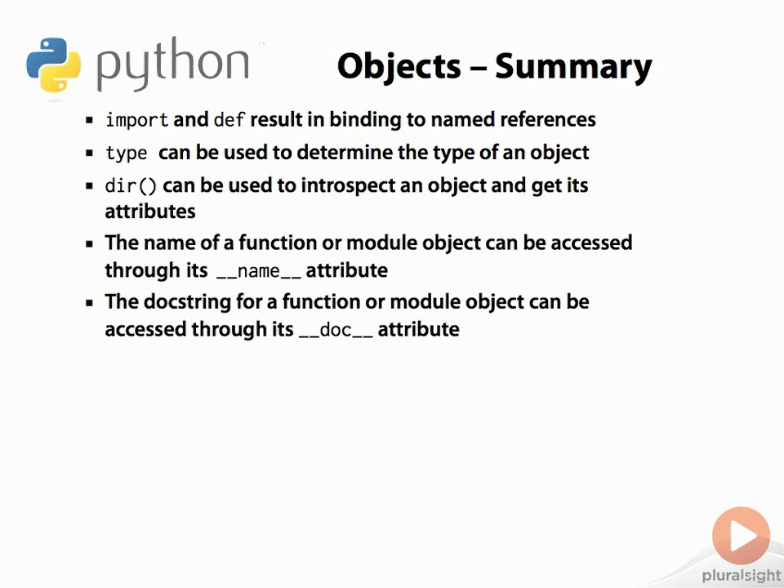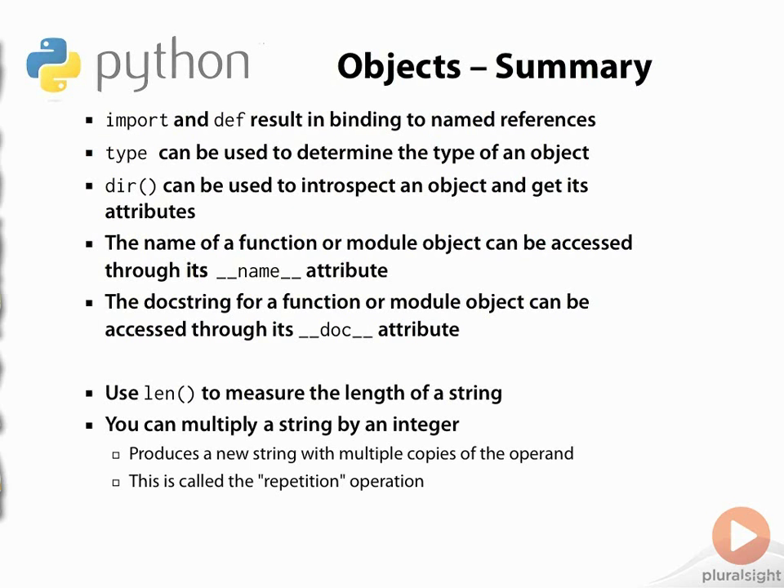In passing, we also saw that we can use len to measure the length of a string. If we multiply a string by an integer, we get a new string with multiple copies of the operand string. This is called the repetition operation.